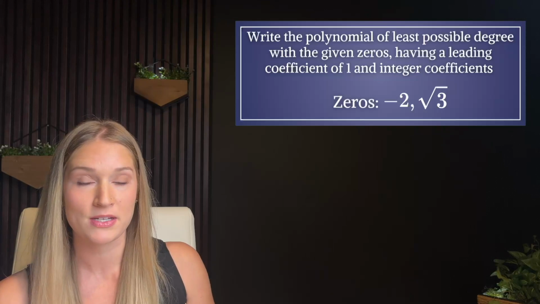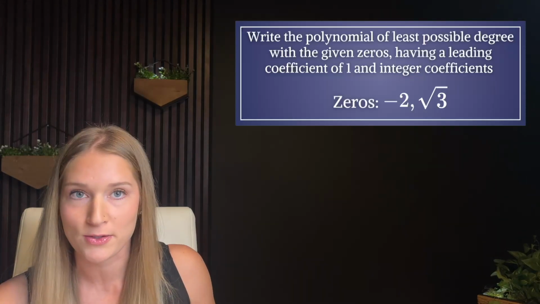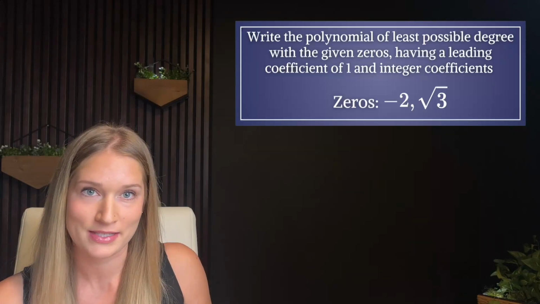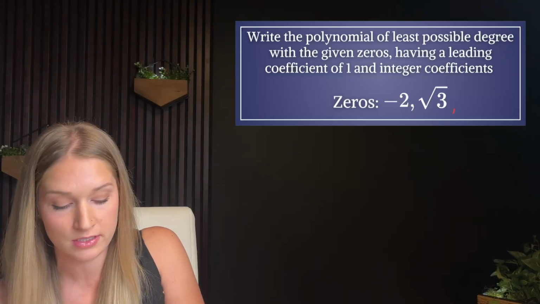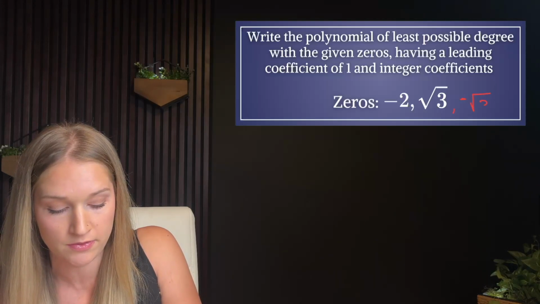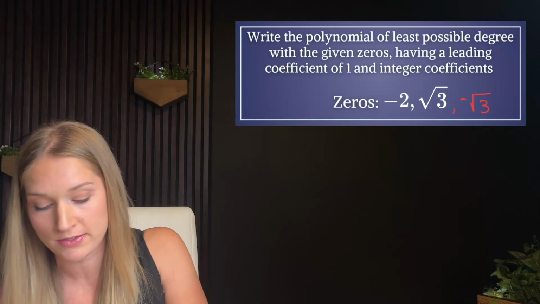And we do that by using what we call the conjugate. And the conjugate just takes that same radical and it changes it to the opposite sign. So instead of positive square root of 3, I'm going to have a third zero of negative square root of 3. And now I go ahead and I create my polynomial with these three zeros.